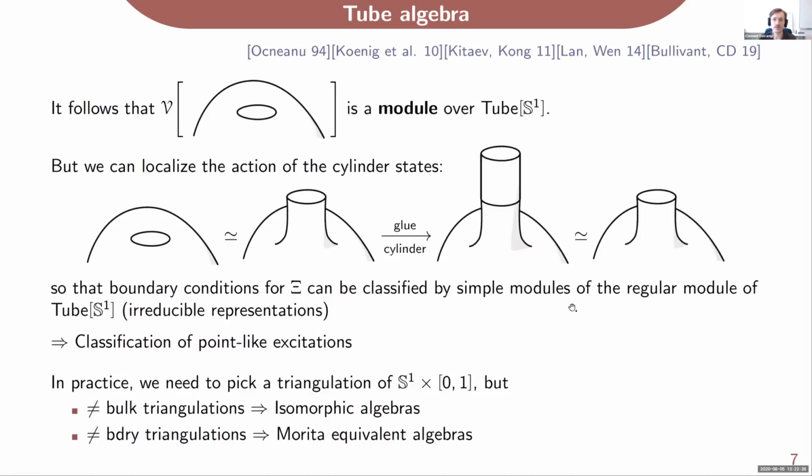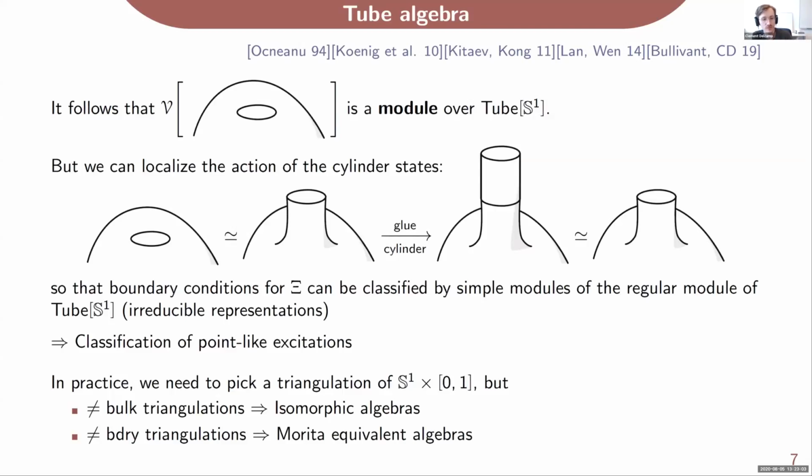The consequence of this is that the boundary conditions are actually classified by the simple modules over the so-called regular module of the tube, which means essentially treating the tube itself as a tube module. At the end of the day, the computation we're going to do is to find the irreducible representations of this tube, and this will classify the point-like excitations.